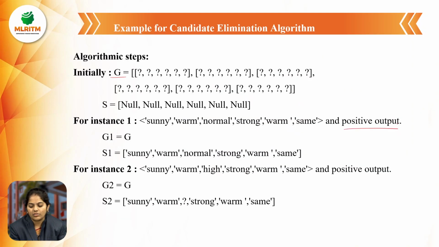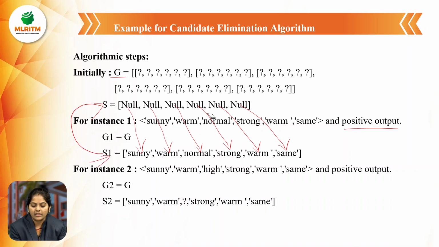So this is a positive output. So we'll do the same Find-S algorithm steps here. The first hypothesis will be sunny, warm, normal, strong, warm, same. This will get compared with the null hypothesis. So null will get replaced with sunny, null with warm, null with normal, null with strong, null with warm, and null with same. So here all the null attributes will get replaced with the example 1.